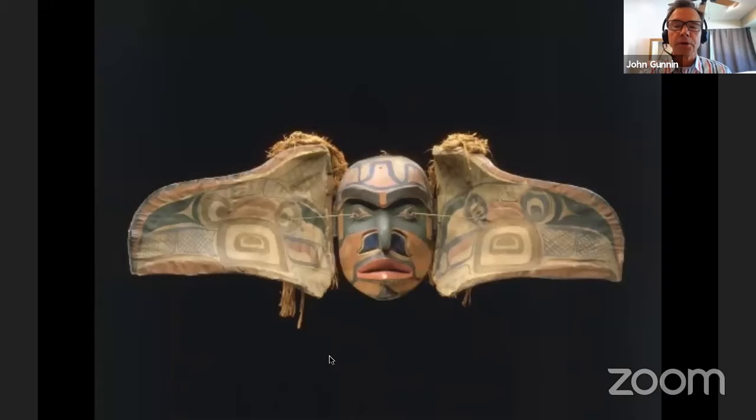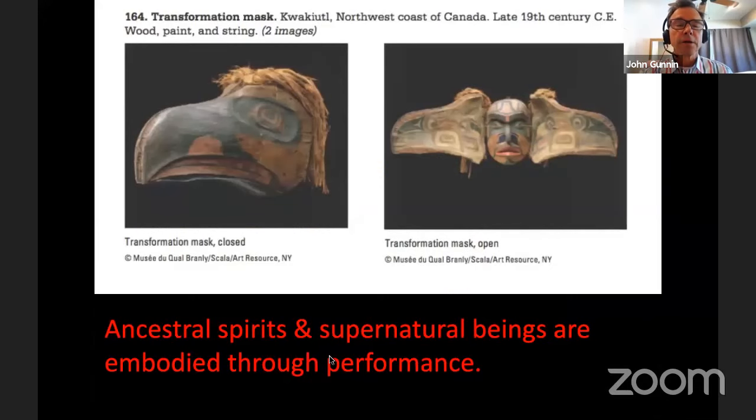And this is a ceremonial object. It's a mask that has an outside and an inside. So if I go to the screenshot from the course, you'll see the outside is the raven or the bird, and then it flips open. You work that by strings. In other words, you pull on strings and it flips open. This is a way, during the ceremony, to access ancestral spirits and supernatural beings. They are embodied through the dancing or the performance of this mask.